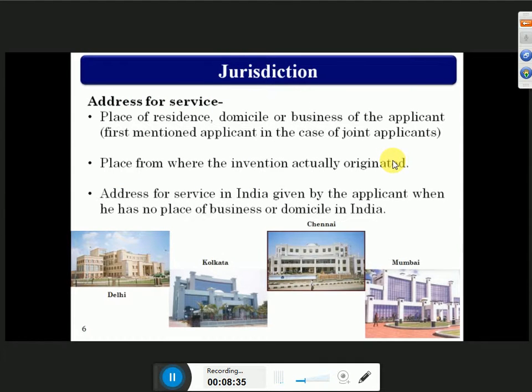So far as jurisdiction and the address of service are concerned, there are four patent offices in India, in Delhi, Kolkata, Chennai, and Mumbai. Depending on where you stay in India, you can take services from the various patent offices. For example, we reside in Gujarat, hence we need to communicate with the patent office in Mumbai. Similarly, some cities and rural areas are associated with Chennai, Kolkata, and Delhi.